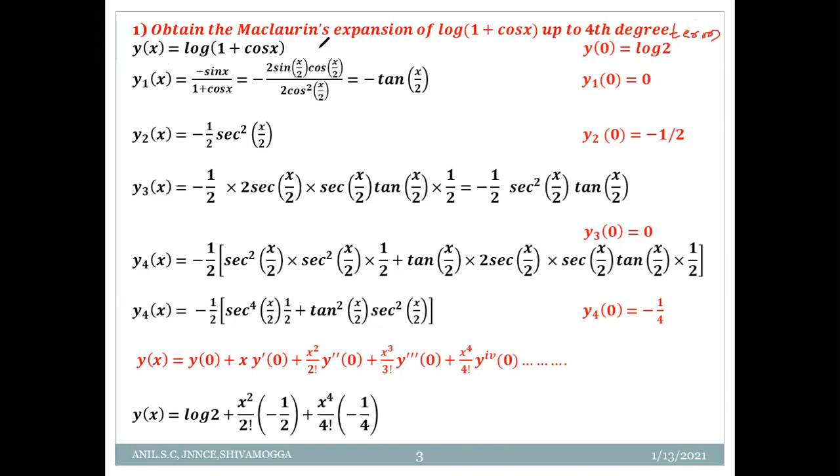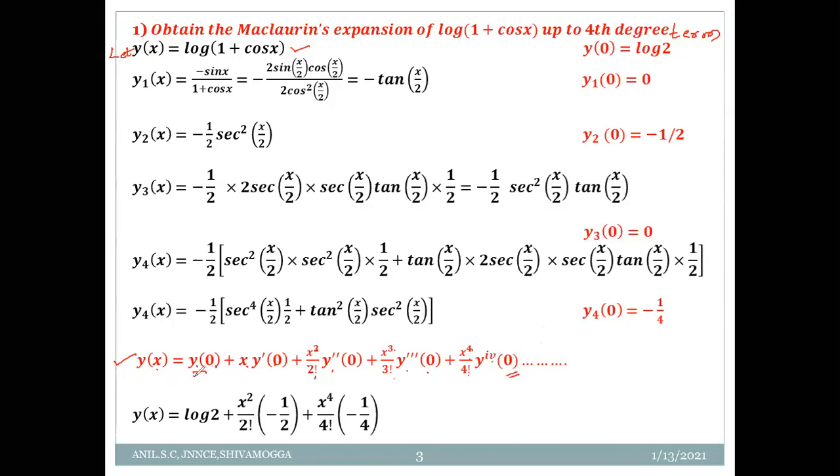Let's denote this given function by y of x. Let y of x is equal to log 1 plus cos x. What is required here? y of 0 is required. This is Maclaurin's expansion. y of x is equal to y of 0 plus x into y dash 0 plus x square divided by 2 factorial into y double dash 0 plus x cube divided by 3 factorial into y triple dash 0 plus x power 4 divided by 4 factorial into the fourth derivative at x is equal to 0. This is Maclaurin's expansion up to the fourth degree term.